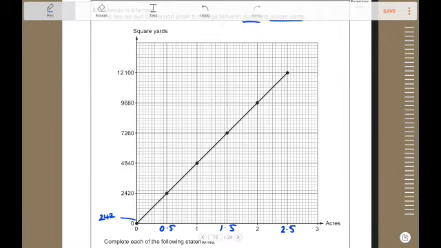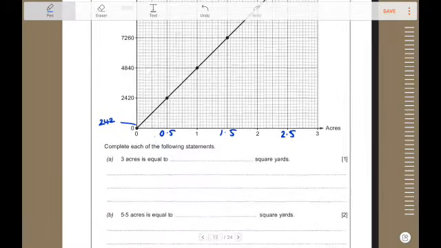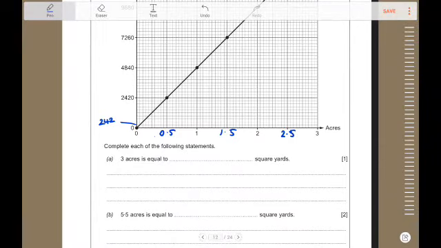Okay. Let's have a look at the question. Complete each of the following statements. 3 acres is equal to something square yards. 1 mark. Okay, so it's going to be right or wrong. There's no marks there for method. And the second part says 5.5 acres is equal to something square yards. Now there's 2 marks for that, so there must be a bit of working out first in order to get the 2 marks. 1 mark for the method, 1 mark for the answer.